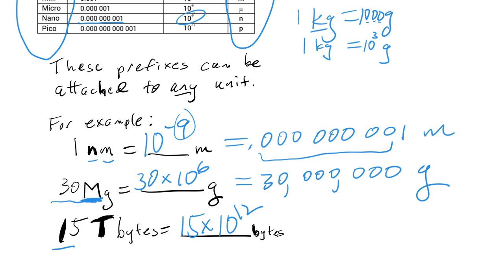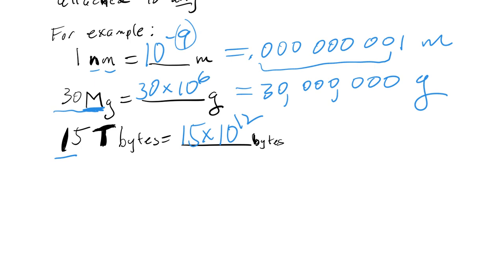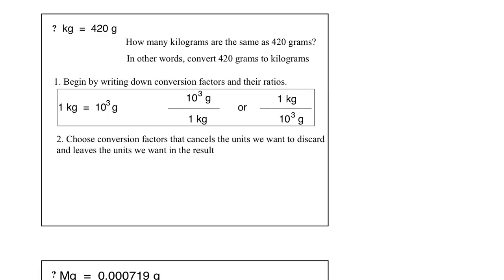So basically all we're doing is whatever prefix you have, you just change that to a number, and you multiply that power of 10 by whatever number they give you to start with. Okay, we're going to use dimensional analysis to solve these kind of problems in the metric system conversion.